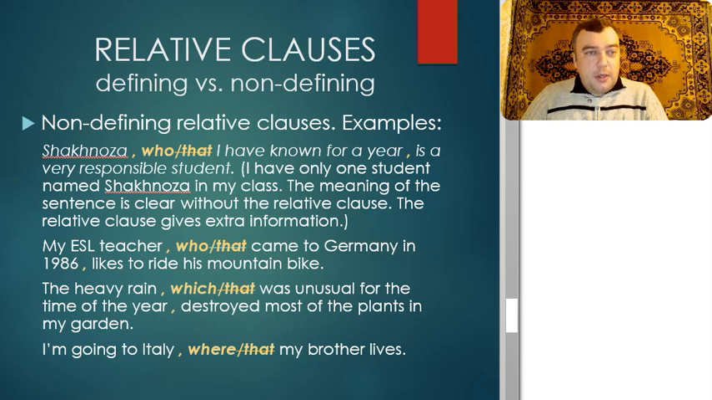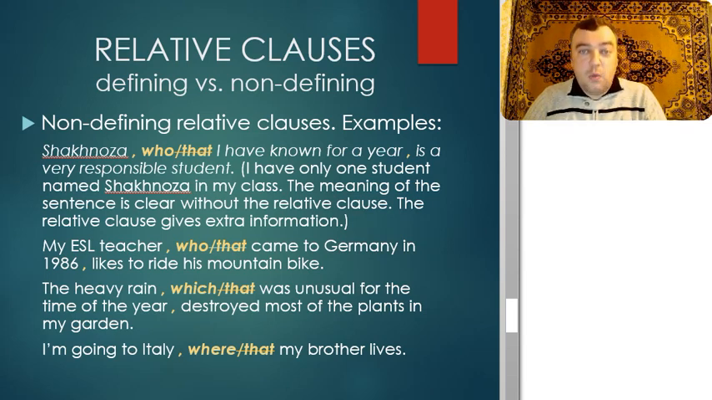So, some examples of non-defining relative clauses. Shahnoza, who I have known for a year, is a very responsible student. Now, this is about the same class of students, and in it I have only one student named Shahnoza. So the meaning of the sentence is clear without the relative clause. The relative clause gives extra information. My purpose in saying this sentence is that Shahnoza is a very responsible student. Who I have known for a year just gives some extra information that I can easily omit.